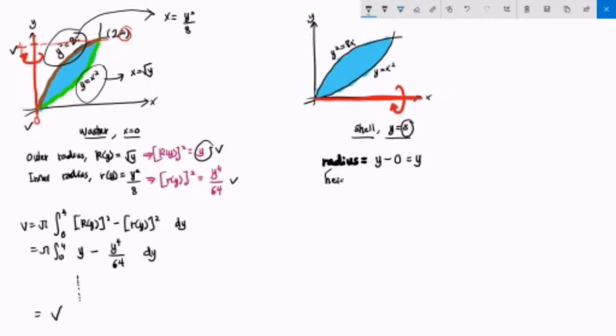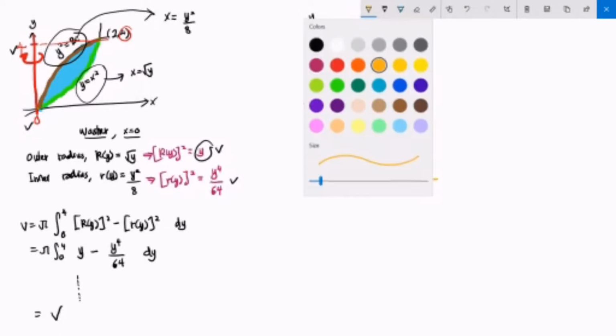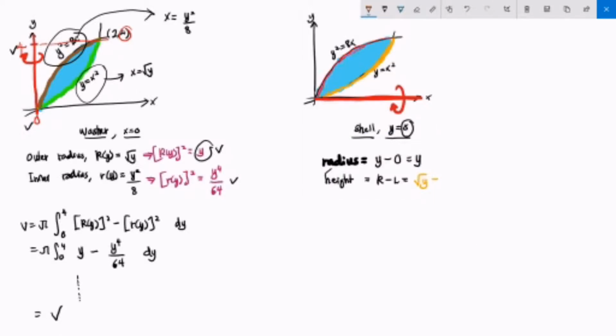Then to find the height in this case, we have to find right minus left. The right function is given by this one, the function on the right. The function on the right is actually square root y, minus, whereby the function on the left is given by this one, but we want to find it in terms of y, so y to the power 2 over 8. So the height is square root y minus y squared over 8. Now we have found the height.